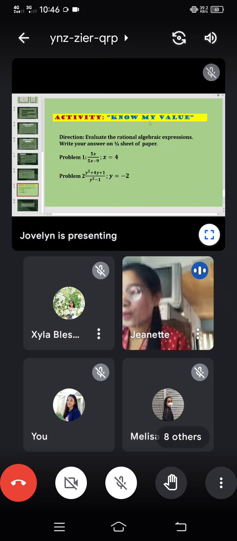Class, I will group you into two groups. Group 1 will be Agabon and Sumeli. Group 2 will be Maito and PSR. Group 1 will answer problem 1 and Group 2 will answer problem 2. Here is our direction. Evaluate the rational algebraic expressions. Write your answer on a 1/4 sheet of paper. I'll just give you 1 minute to answer this. You may start now.